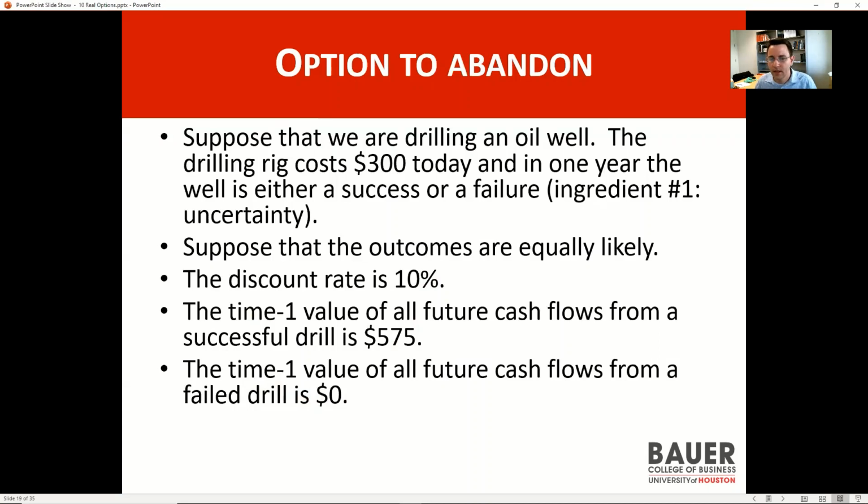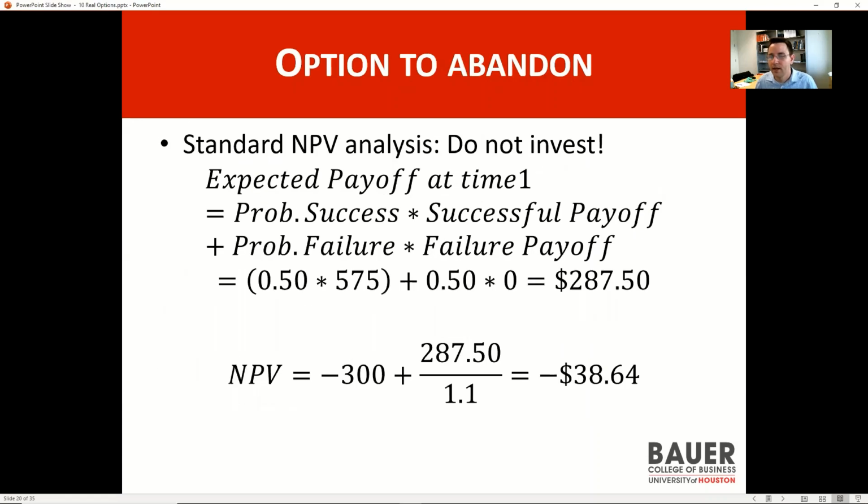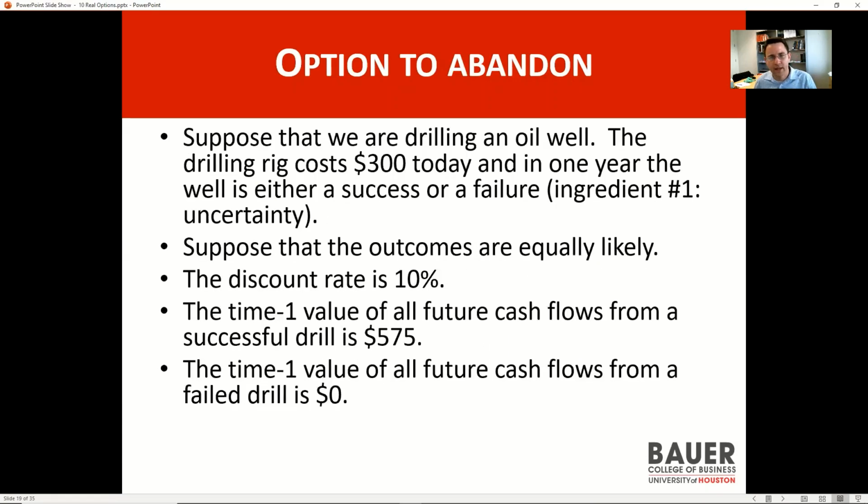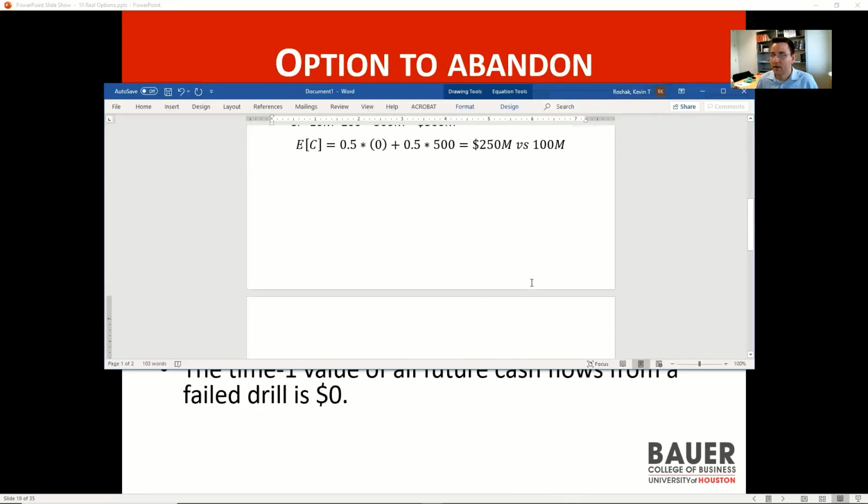So let's draw out a decision tree like we did before. So for part A of any kind of problem, you want to calculate the standard NPV analysis, right? This is all the data. So let's do what we've always done at the very beginning of class. Let's calculate what we expect the NPV to be. Well, let's draw that out here.